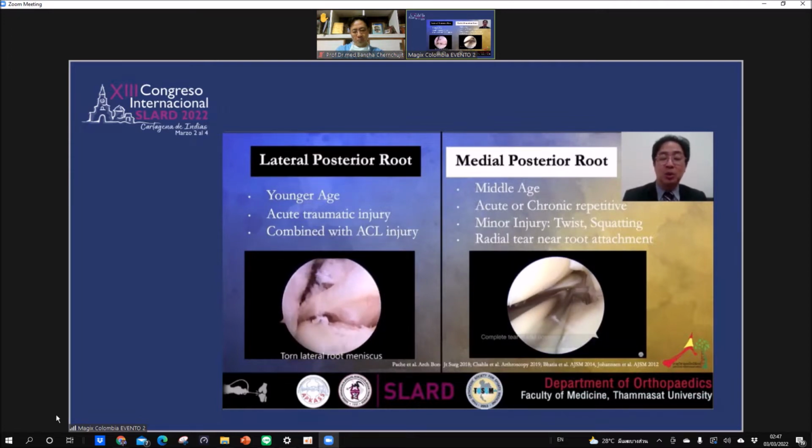These are the differences between the medial and lateral meniscus root tear. The medial meniscus root tear is common in middle age, can be an acute or chronic repetitive injury, and can result from minor injury like twisting or squatting. The tear configuration is always radial, close to the root attachment. The lateral meniscus root tear is found in younger age, from acute traumatic injury, and is always combined with ACL injury.